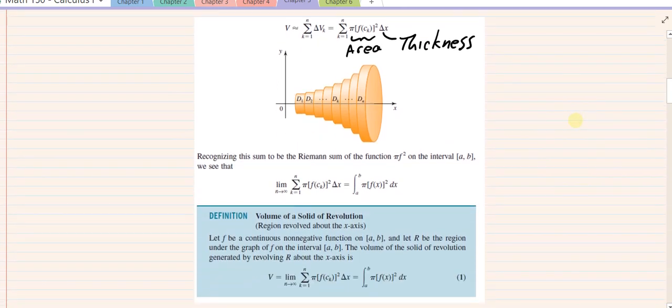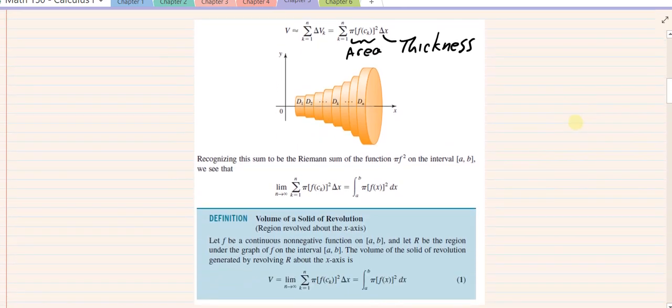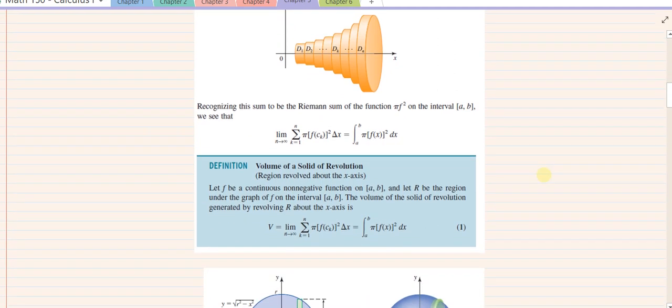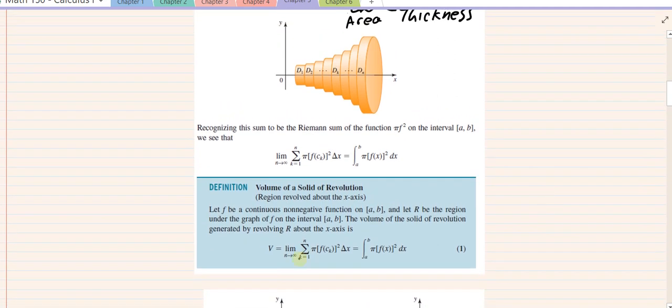Okay, and then of course, if we take the limit as n goes to infinity, that means you fit more and more disks through that finite interval from A to B. By shrinking the thickness, then we're going to get the volume as the limit of Riemann sum. Therefore, the volume of solid of revolution is given by this expression. And if you recall, going back to our definition of definite integrals, that's precisely how we define the definite integral.